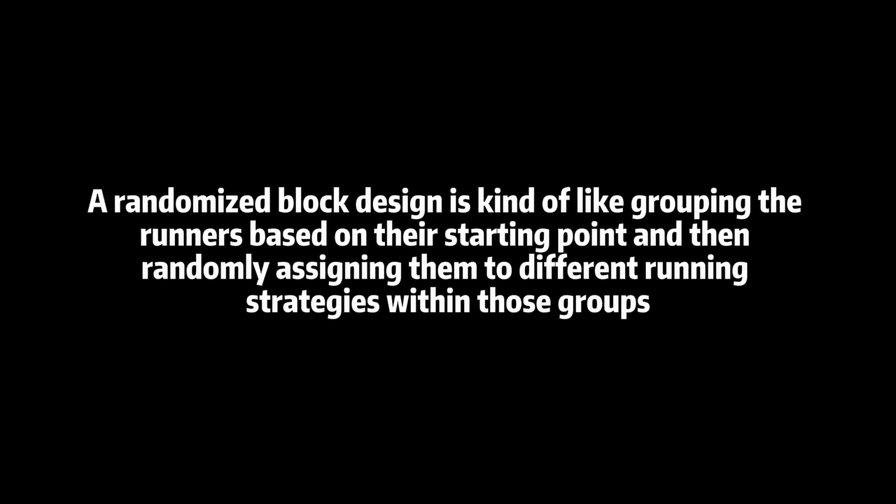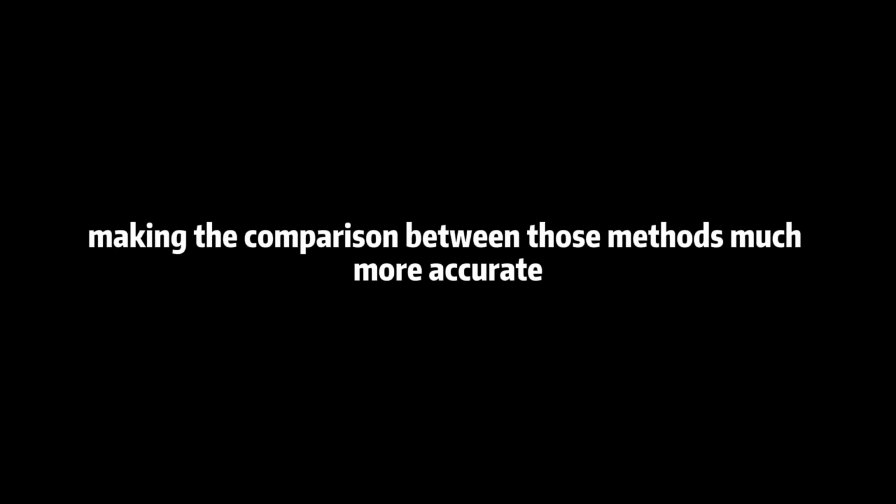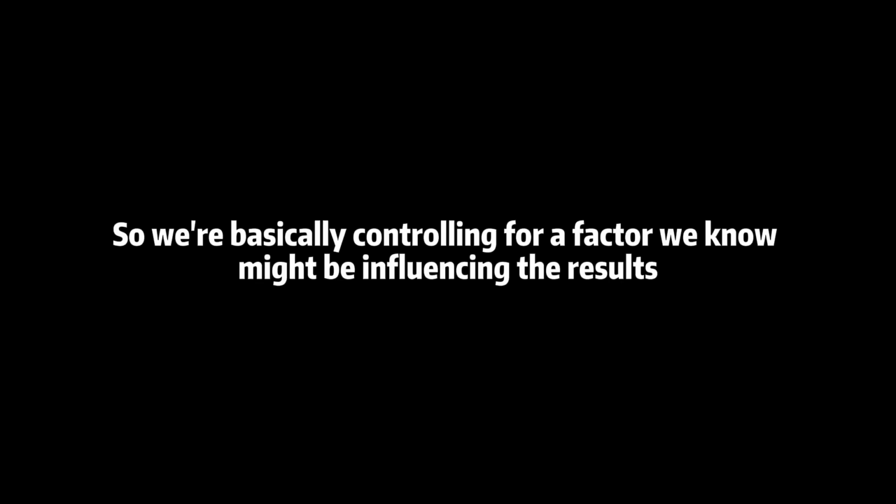Right. A randomized block design is kind of like grouping the runners based on their starting point and then randomly assigning them to different running strategies within those groups. So for the students, we would first group them based on similar levels of knowledge, and then we'd randomly assign them to different teaching methods within those knowledge blocks. This reduces the variation within each teaching method group, making the comparison between those methods much more accurate. So we're basically controlling for a factor we know might be influencing the results, allowing us to better isolate the effects we're interested in. Exactly. It helps you see the signal more clearly.